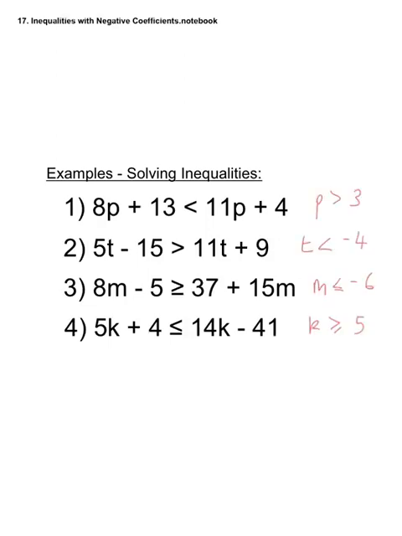Okay, so your solutions to these questions are, for number 1, p is greater than 3. For number 2, t is less than negative 4. For number 3, m is less than or equal to negative 6. And for number 4, k is greater than or equal to 5.